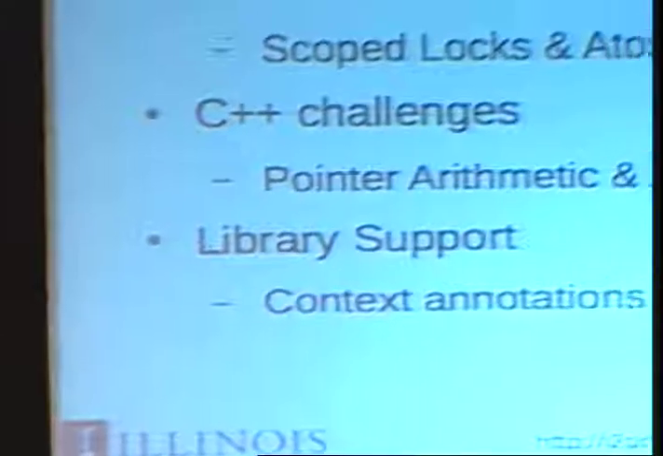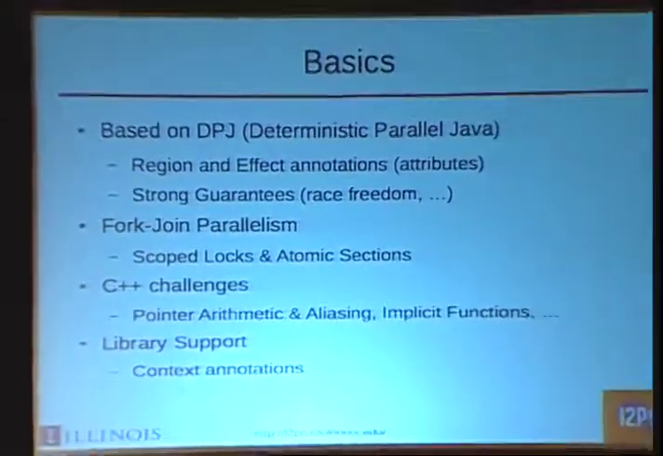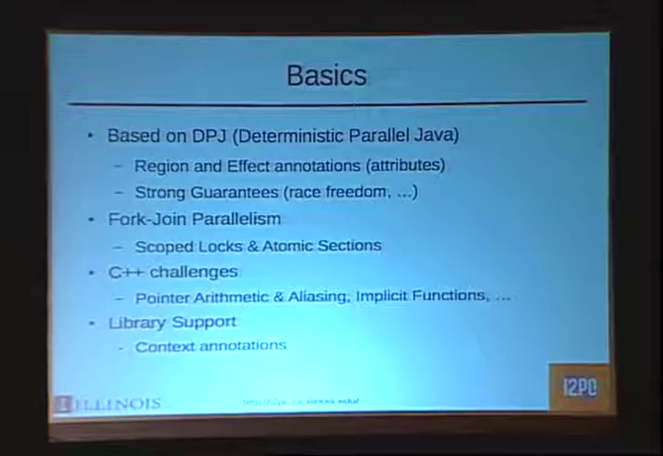The basics is that this work is based on DPJ, Deterministic Parallel Java. It's based on region and effect annotations, which we're using attributes in C++ to inject that information into the source. And that provides strong guarantees, such as race freedom and, in certain cases, determinism.